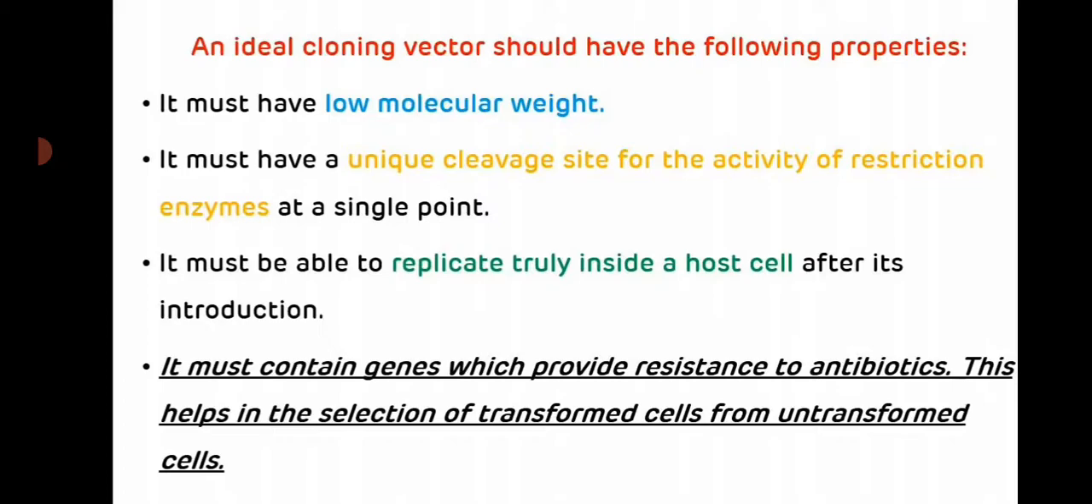It must be able to replicate inside a host cell after its introduction, and it must contain genes, selectable markers, which provide resistance to antibiotics. This helps in the selection of transformed cells from untransformed cells.